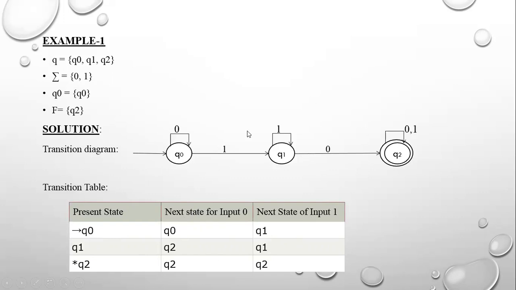So what type of strings should be accepted by this machine? The strings should start with an input value of either 0 or 1. A string like 0 1 0 should be accepted, or n number of zeros followed by n number of ones. Every string should definitely contain 1 0, a combination of 1 0. That type of string should be accepted by this machine.